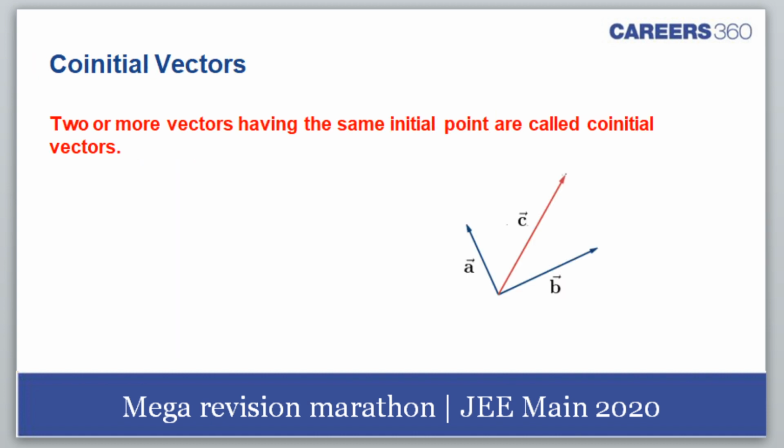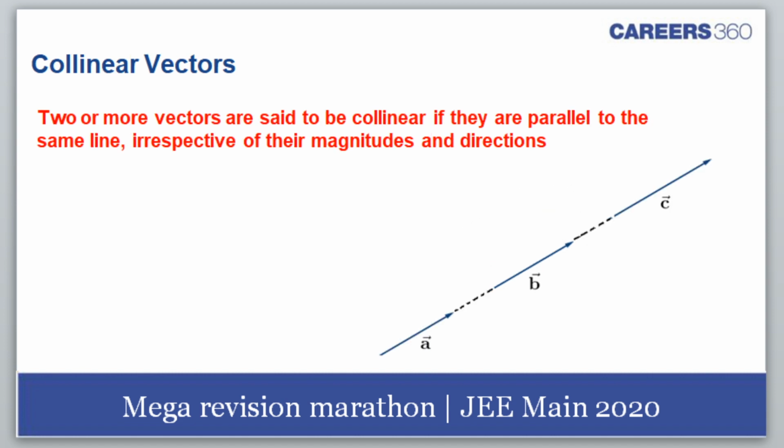Now, two or more vectors having the same initial point are co-initial vectors. So that's initial points, co-initial vectors. That's easy to understand. We go further. After co-initial vectors, we have collinear vectors that all are aware of, I think. Two or more vectors are said to be collinear if they are parallel to the same line, irrespective of their magnitudes and directions. That means collinear vectors can be in opposite directions as well. Okay.